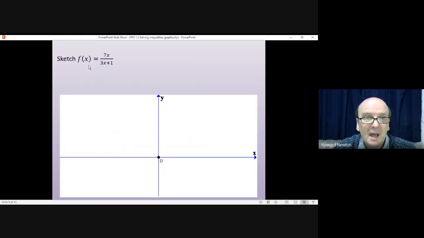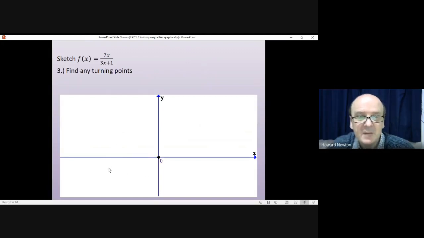At this point, I would start doing the sketch and just gradually fill in the details as we work through those 6 steps. So that's what we just found. We know that (0, 0), the origin, is the only crossing point on either of the axes. The third step was to try and find any turning points.